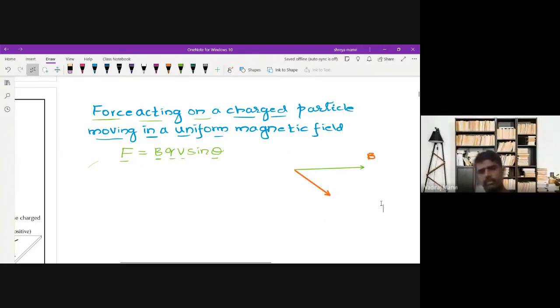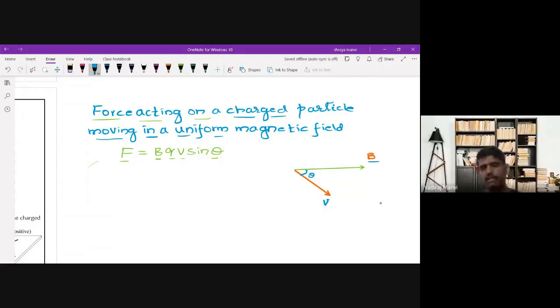Okay, with the magnetic field. Observe, I'm taking V as the velocity with which a charged particle is moving in a uniform magnetic field B, that is represented here. Let theta be the angle.